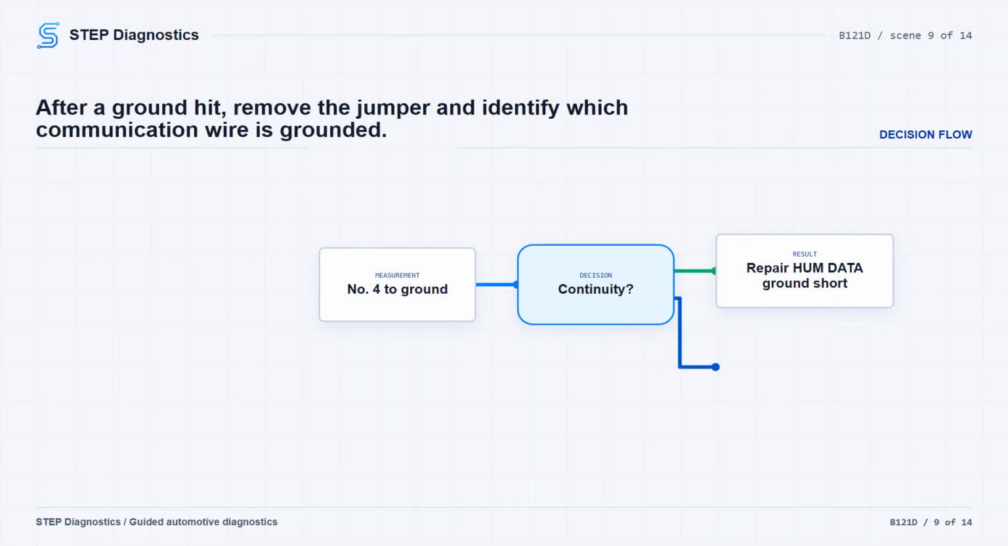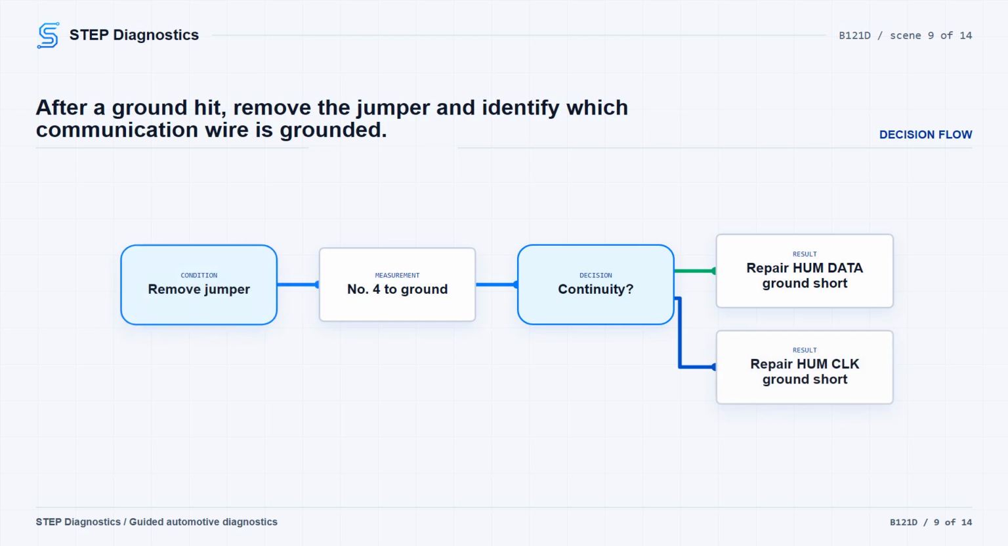If the previous check showed continuity to ground, remove the jumper and check continuity from climate control unit connector No. 4 to body ground. If continuity is still present, repair a short to ground in the HUM data wire between the climate control unit and the humidity/in-car temperature sensor. If continuity is not present, repair a short to ground in the HUM CLK wire between those same two components.